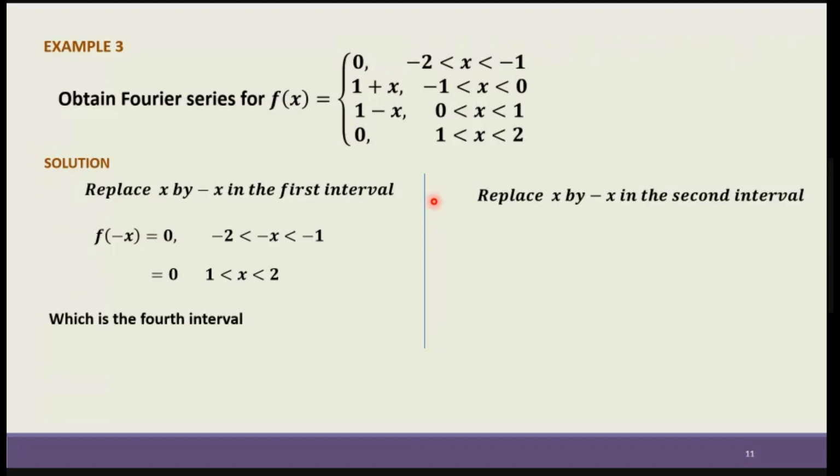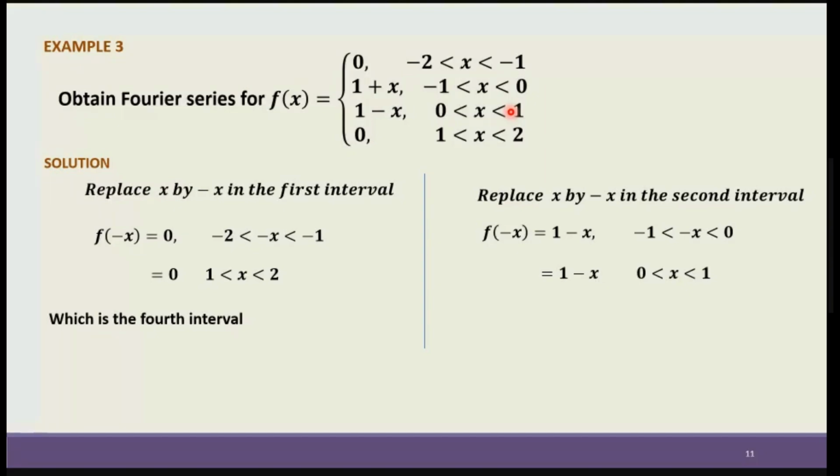If I put x is equal to -x in the second interval, we will get 1 - x, minus 1 less than -x less than 0, which is equal to 0 less than x less than 1. So we get that 1 - x. अगर हमने यहाँ पे -x पुट किया तो हमको फोर्थ इंटरवल मिलता है। जब हमने x को -x पुट किया यहाँ पे, तो हमें ये वाला इंटरवल मिलता है। मतलब what type of function is this, even or odd? What type of function is this? Even है कि odd है?